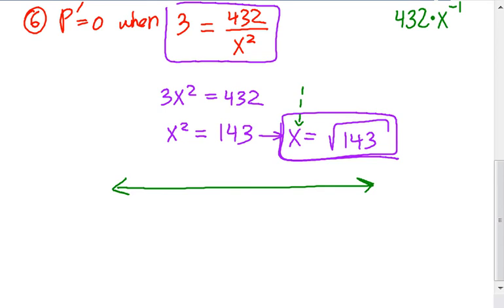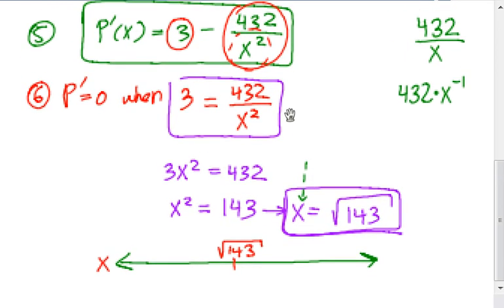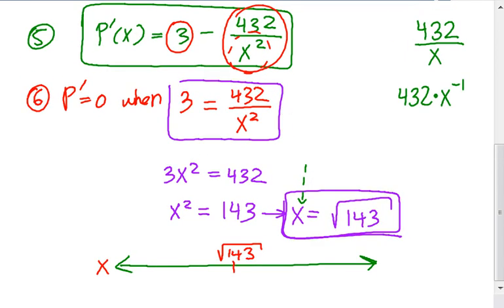Let's figure out what's going on. Let me list the critical number, an x value that's important, and let me go back to my formula for the derivative, which is here.